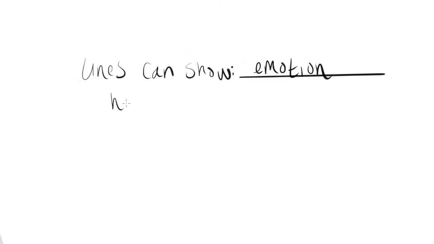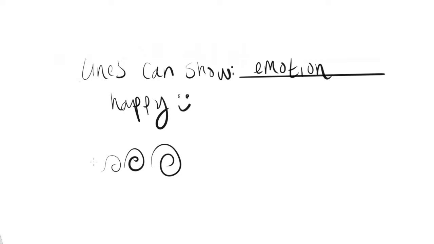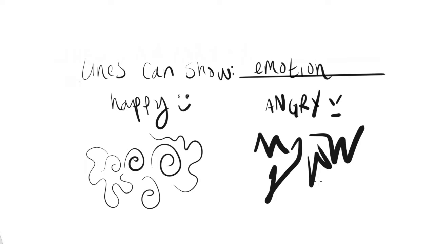Lines can also show emotion. Here are some examples of lines that make the viewer feel happy. They're curly and loose and free. These lines make the viewer feel a little angry and anxious. They're sharp, they're thick and bold.